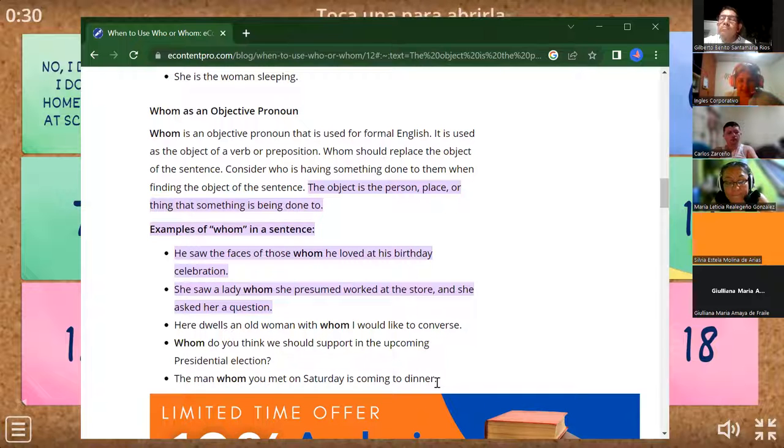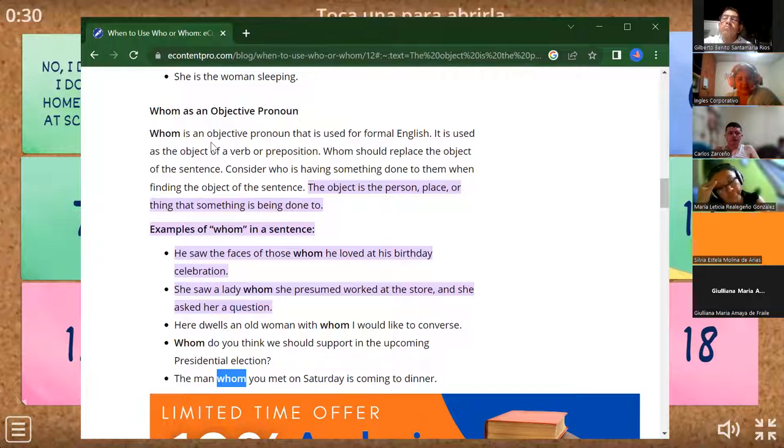So in this case, it is talking about that person whom. The object is the person, place, or thing that something is being done to. Who is the object in this case? The man whom you met on Saturday, right? That is the object. That is why we use whom. El hombre que conociste los sábados. O el hombre a quien conociste el sábado.